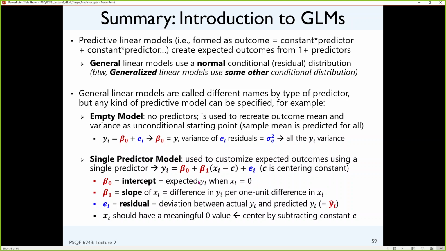So, enthusiasm does decline as a function of Nintendo usage. I'm going to tell you that. Beta 1 is a slope. That's the name. The interpretation, definition, is difference in y for a 1 unit difference in x. Slopes can be positive or negative.